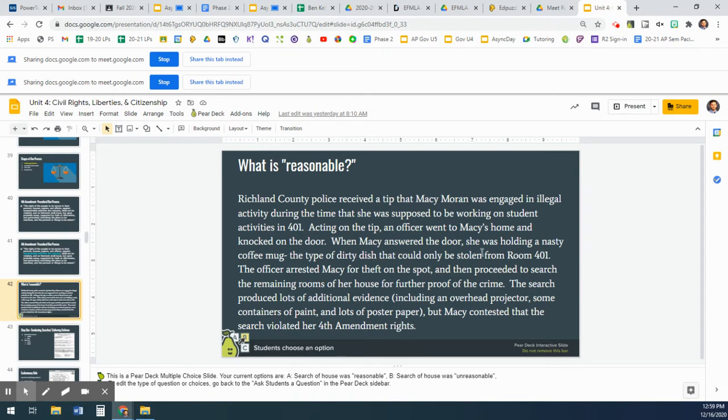Additionally, I shouldn't say the rest of the home. They are able to search anything else that is in plain sight. Now, if they proceeded to search the rest of the home that was not visible or in plain sight, then they would need to obtain a warrant first. So that's the only real difference there.